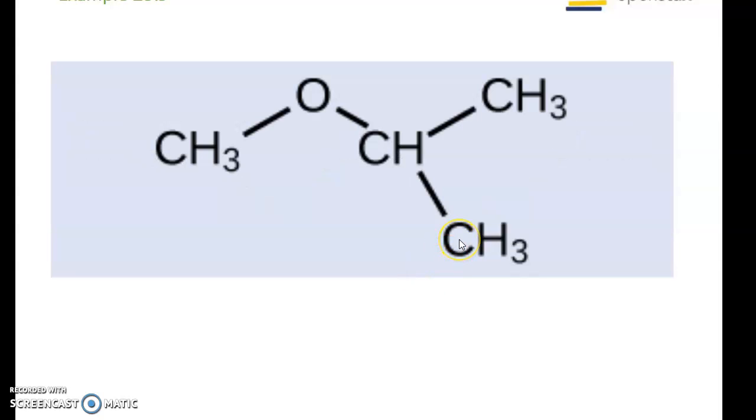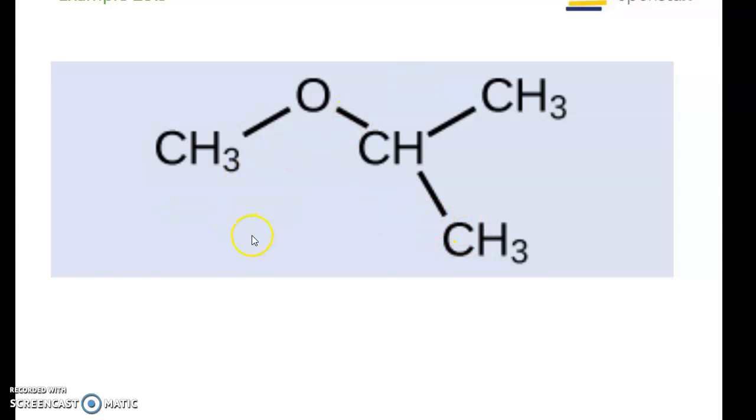And here, in this type of configuration, this would be isopropyl, right? Isopropyl. And so this would be isopropyl methyl ether.